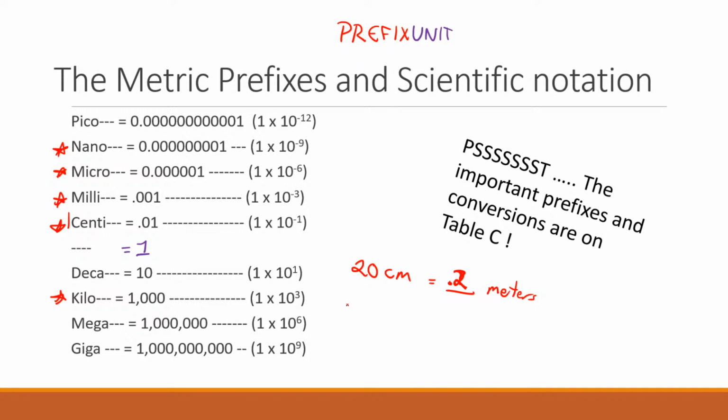If I have 100 kilograms and I want to convert that into grams, I know that there is 1 kilogram for every 1,000 grams. It's 3 decimal places bigger. So I want to take this decimal place and move it 3 places bigger. So I'm going to get 100,000 grams.